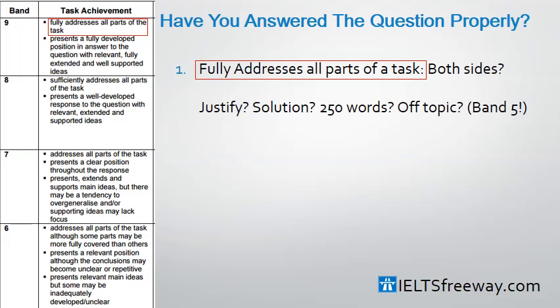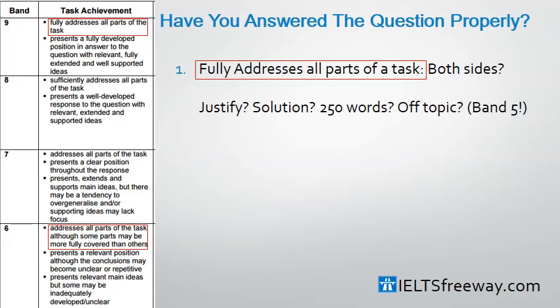You can see there in red, in the band 6, I've circled addresses all parts of the task, although some parts may be more fully covered than others. So that's band 6, you still have to address all parts of the task. If you don't, then you're dropping down to a 5. That's not what we want.